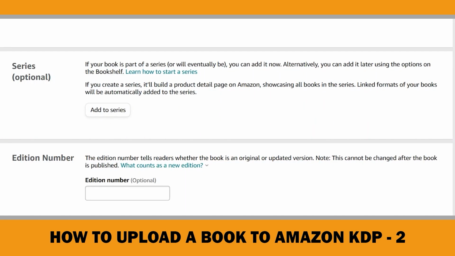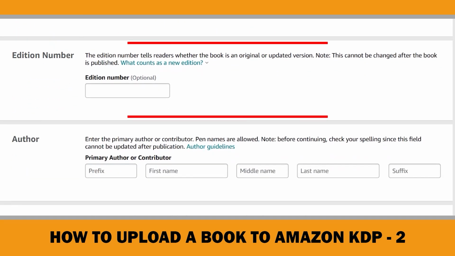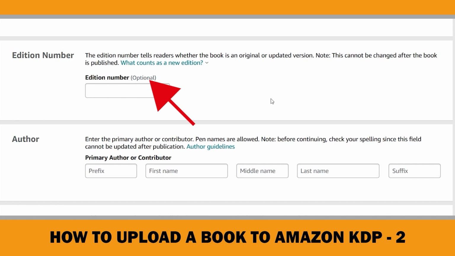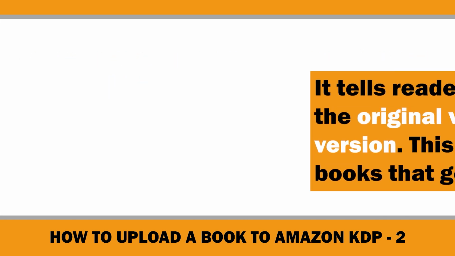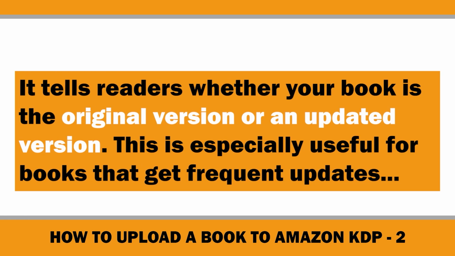Next up, we have the edition number fields. Looking at the KDP upload page, you will see that this field is optional, but if your book has multiple versions or updates, you may need to fill it in. So what exactly is an edition number? Simply put, it tells readers whether your book is the original version or an updated version. This is especially useful for books that get frequent updates, like textbooks, yearly guides, or revised editions of an existing book.